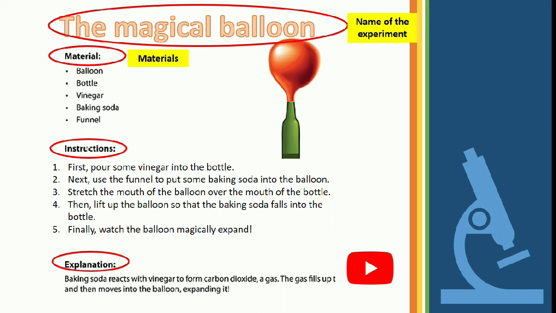The third one, procedure or instruction. In each one of the experiments, it doesn't matter which one, we need a procedure, and in the instructions we're going to know the sequence of the procedure, and then we're going to develop an experiment, and we have an explanation or result. At the end of an experiment, we need to know what happened and why that happens. For that reason, we need an explanation or result.